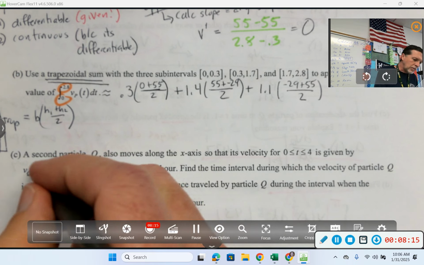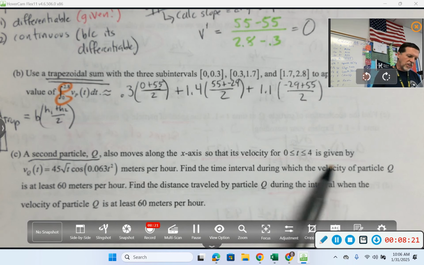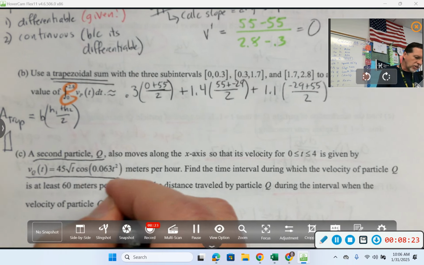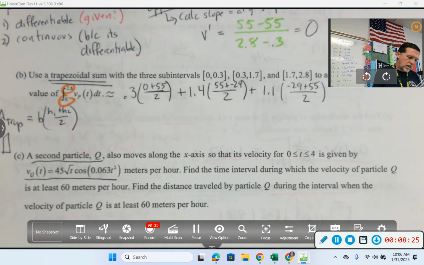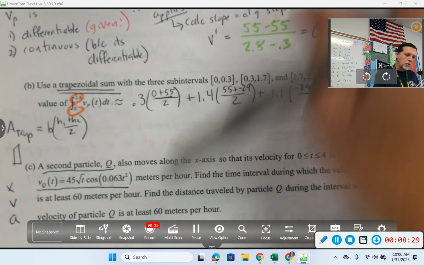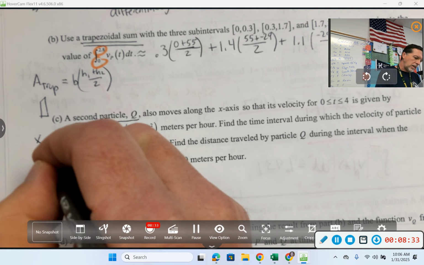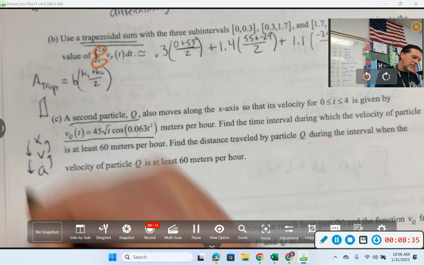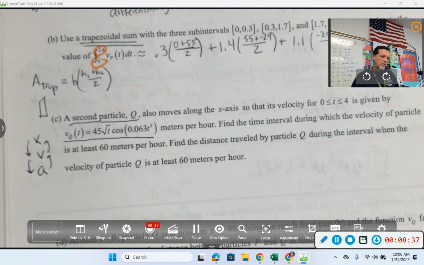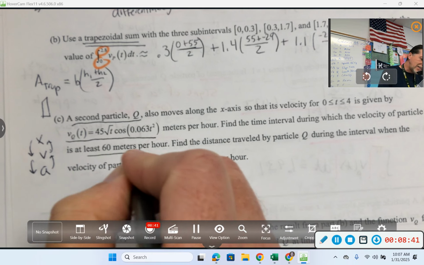Part C, a second particle. Oh, they like to throw the second particle in there. Also moves along the x-axis, so that its velocity is given by this equation. Okay, I like equations because I feel like we can more easily go back and forth between position, velocity, acceleration. Find the time interval during which the velocity is at least 60 miles per hour.